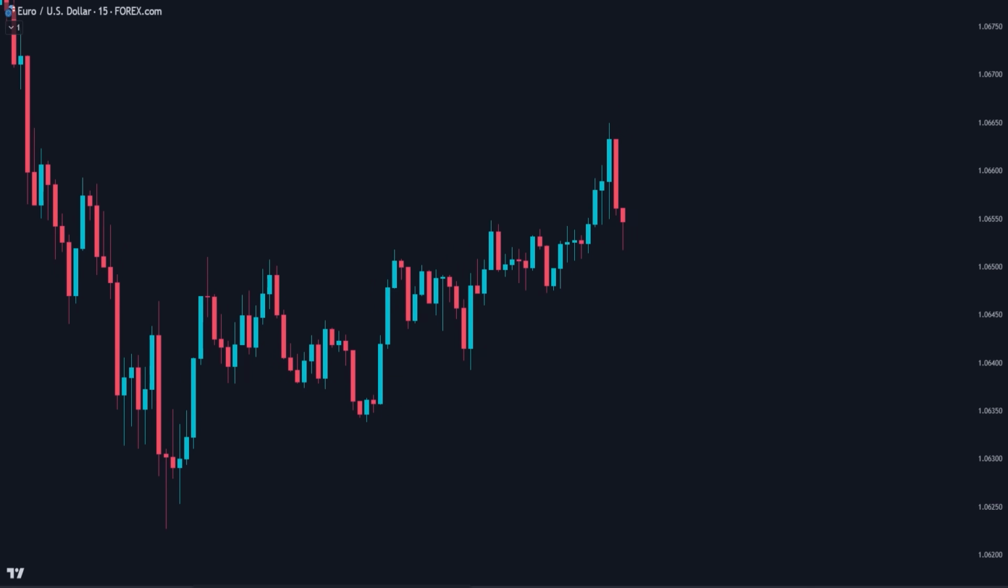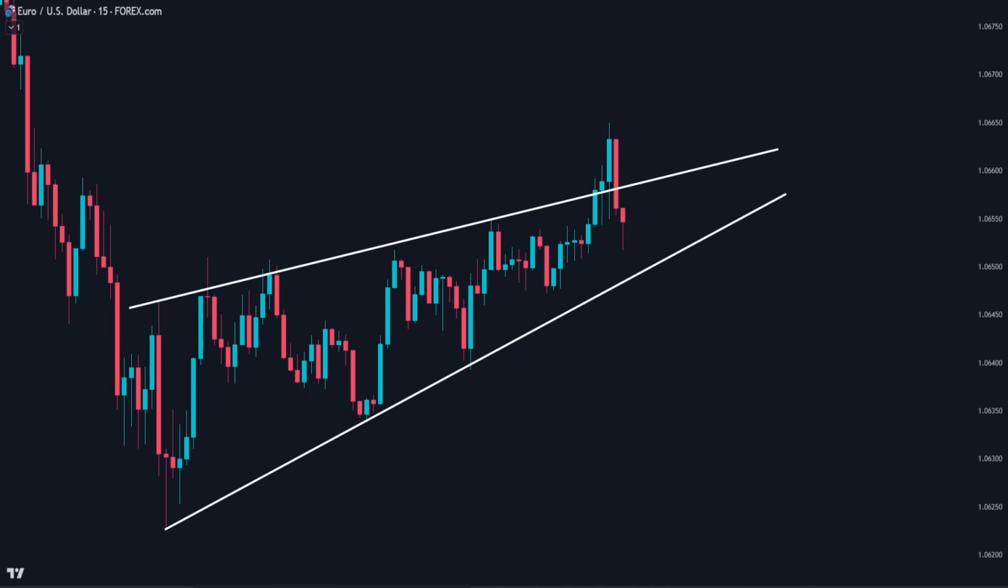Here on the 15-minute chart, we can identify this wedge pattern, which shows a period of correction for the higher time frame downtrend.